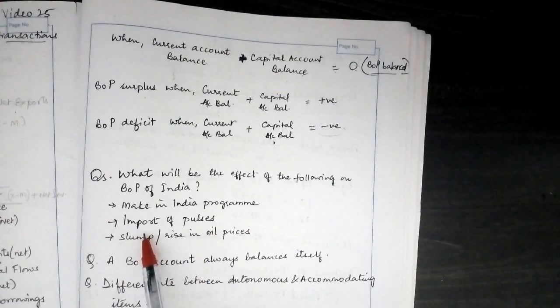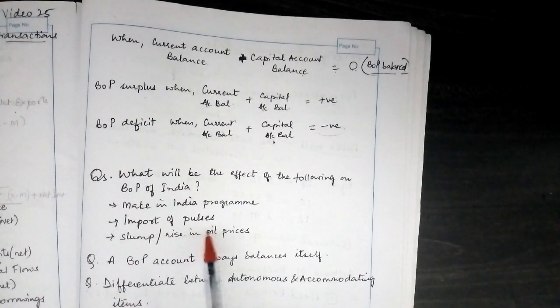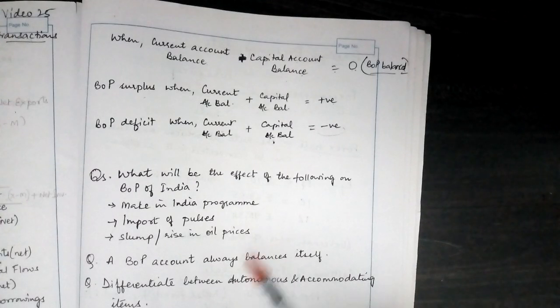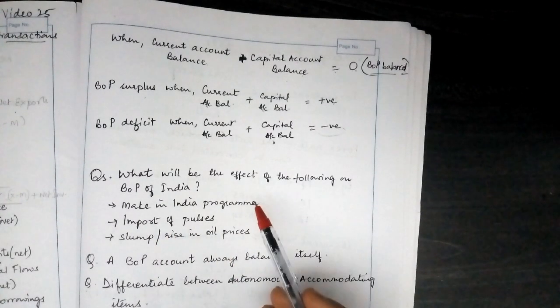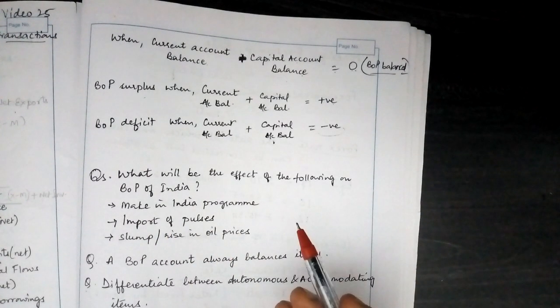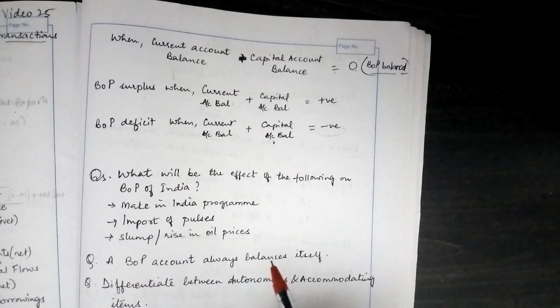The next is import of pulses. The import of pulses will lead to outflow of foreign exchange. Since it's an import, we need to pay. So it's an outflow of foreign exchange from the country, which causes an adverse effect on the balance of payment position.